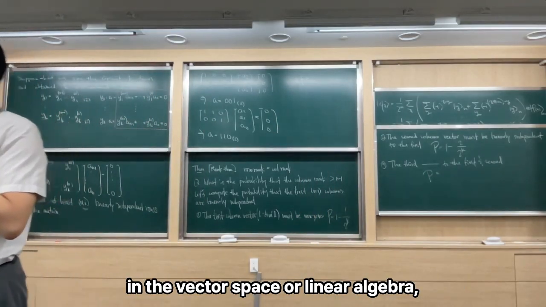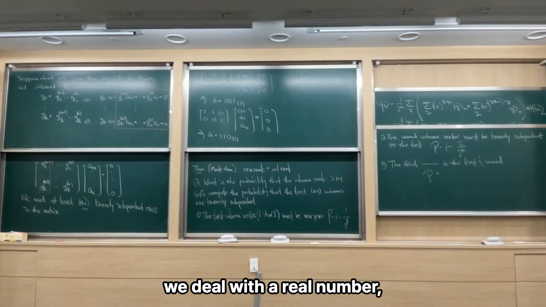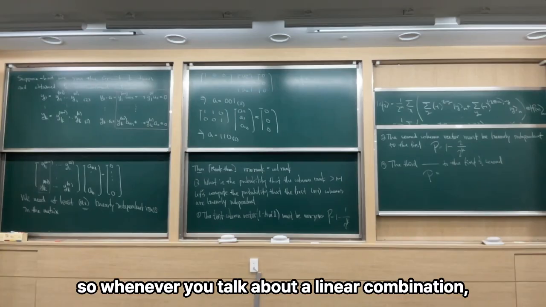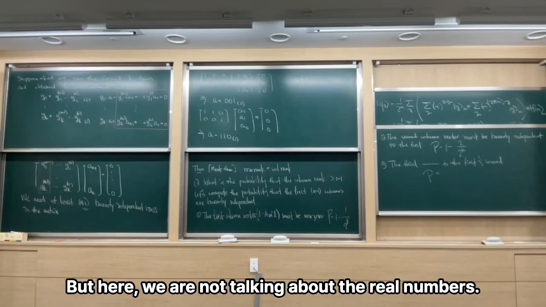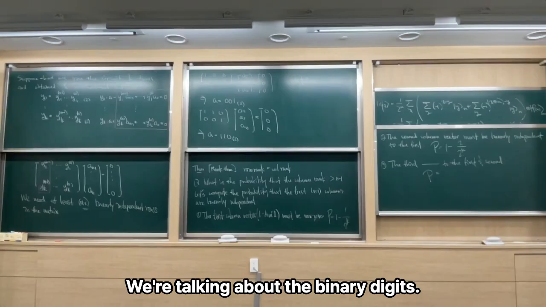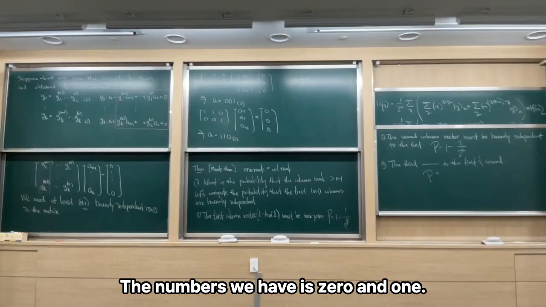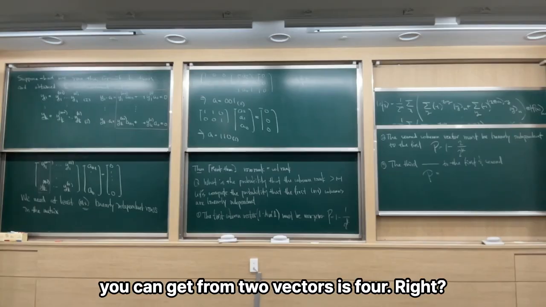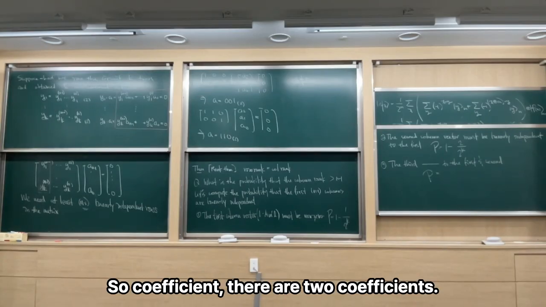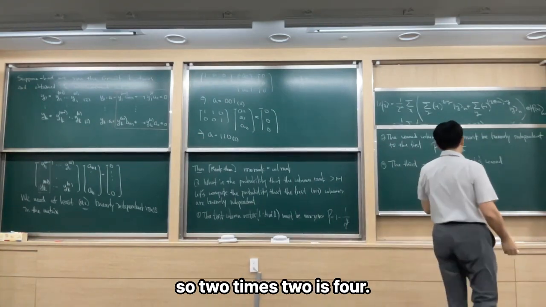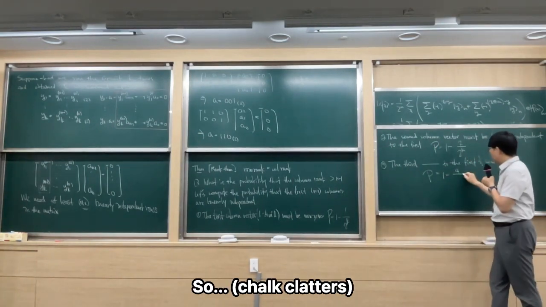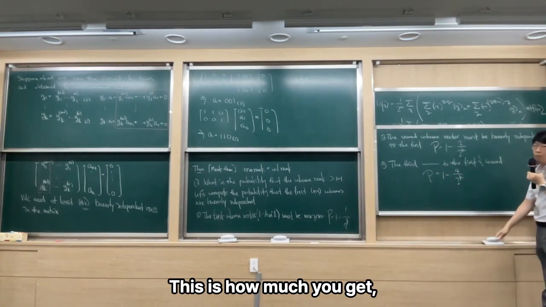So normally in vector space or linear algebra, we deal with the real numbers. So whenever you talk about a linear combination, there are infinitely many. But here, we're not talking about the real numbers. We're talking about the binary digits. The numbers we have are 0 and 1. So all the linear combinations you can get from two vectors is 4, right? There are two coefficients, and there are two choices, 0 or 1, for each coefficient. So 2 times 2 is 4. This is how much you get.